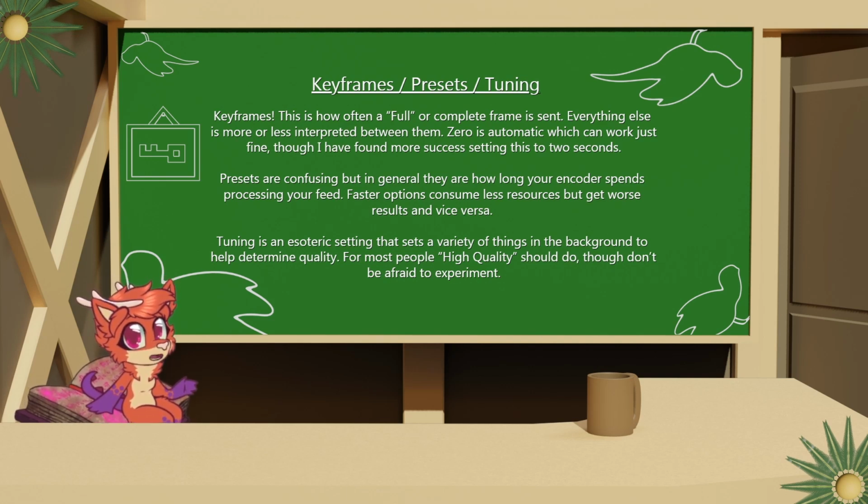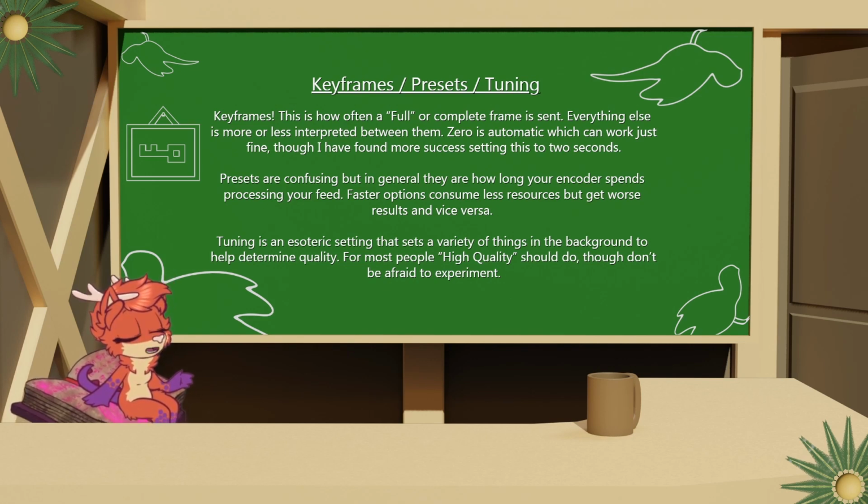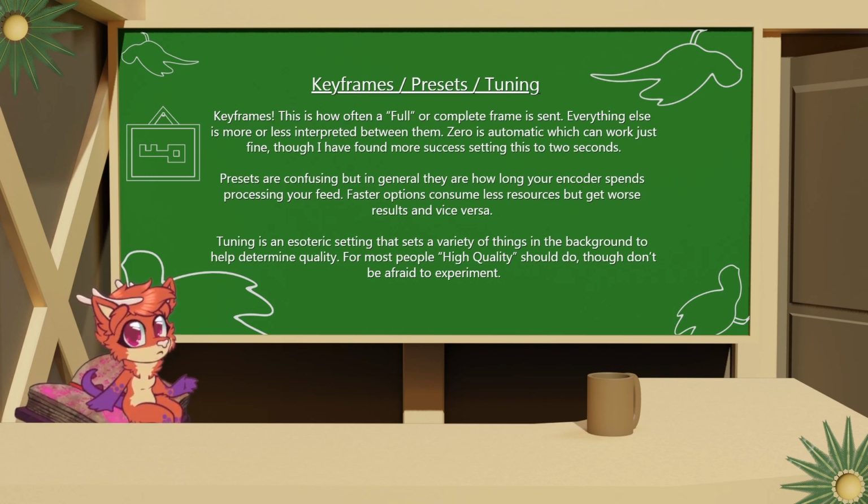Now for presets. Presets are confusing, but in general, they're how long your encoder spends processing your feed. Faster options consume less resources but get worse results. You can kind of imagine this like an assembly line. You know, people have to do their work. If you set the conveyor belt too fast, they can't do their work as well. If you set your conveyor belt really slow, everyone can do whatever they want and they have plenty of time, but you know, the product obviously gets there slower.